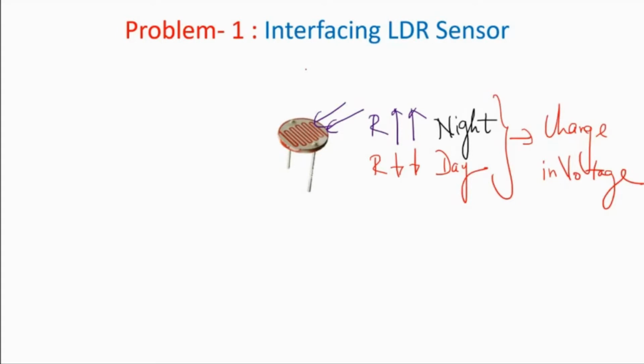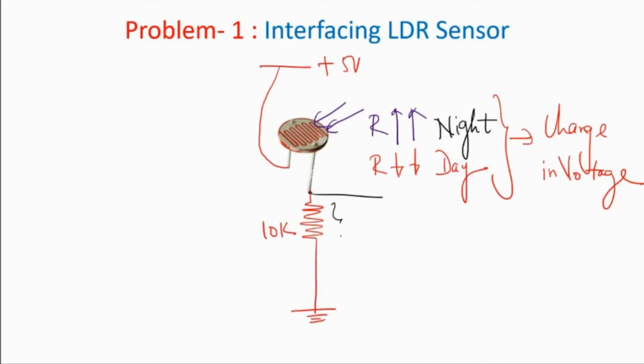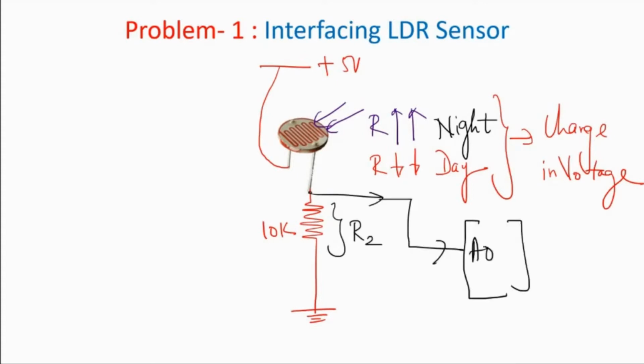So how do we convert this into change in voltage? We construct a potential divider circuit. We consider the LDR as one end of the resistor. This is my plus 5 volt. The other end of the LDR I connect to a normal ordinary 10K resistor, and I take the output across this resistor R2 and connect it to analog pin A0 of Arduino.